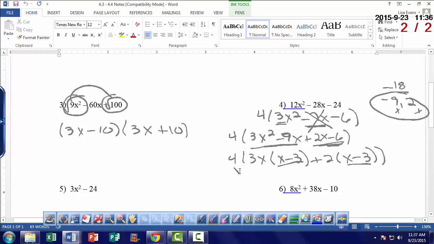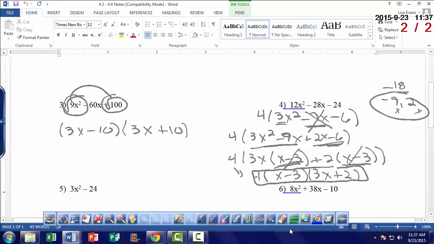So I'm going to rewrite my 4. I'm going to pull out these parentheses, so I get x minus 3, and then I'm going to write my leftovers. I'm left with a 3x plus 2. This is your final answer.